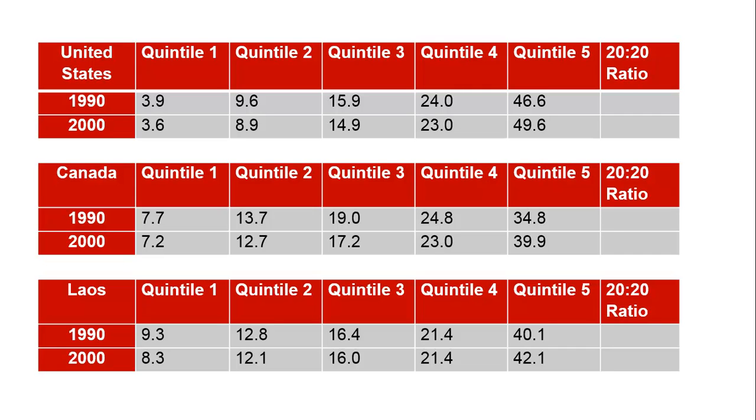To practice this, pick one of the 3 countries, the United States, Canada, or Laos. Form the 20-20 ratio for 1990 and 2000 for your country. You can graph the data, make a prediction, compare the different countries, and you can ask, how fast is income inequality changing in these countries? When you come for field day, I'll have a packet with data for lots of countries.